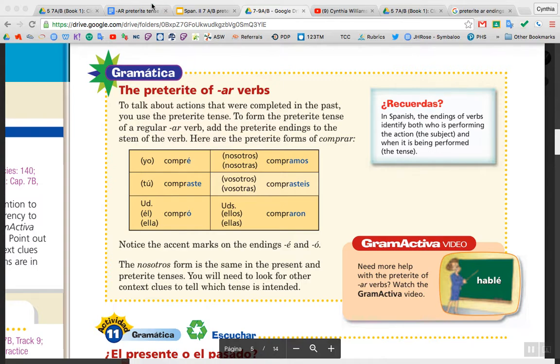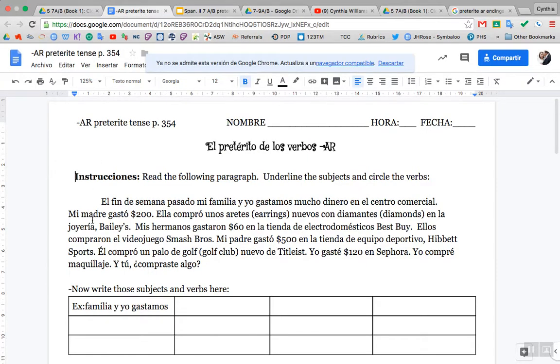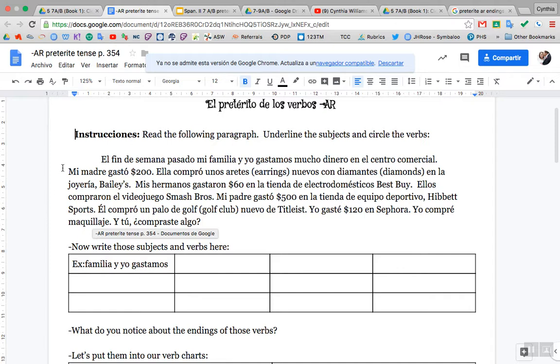Alright, let's take a look at our worksheet. So you all have one that looks something like this, and we start off with a paragraph. I want you to read this paragraph and underline the subjects, so that would be the people or the things that it's about, and then circle the verbs. Go ahead and do that.